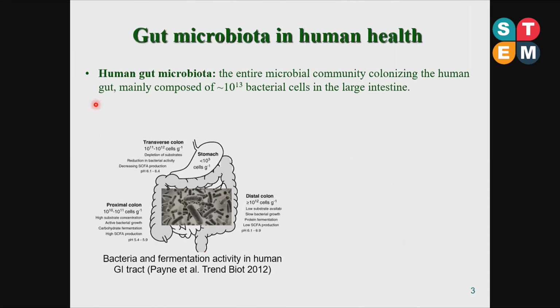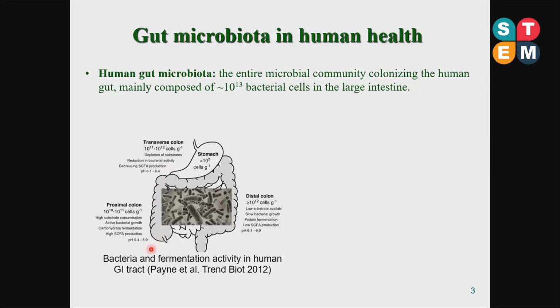So first of all, gut microbiota. I think you have probably already heard about gut microbiota. Human gut microbiota refers to the entire microbial community colonizing the human gut, which is mainly composed of more than a trillion bacterial cells in the large intestine. You can see this diagram, showing the number of bacteria change in the large intestine.